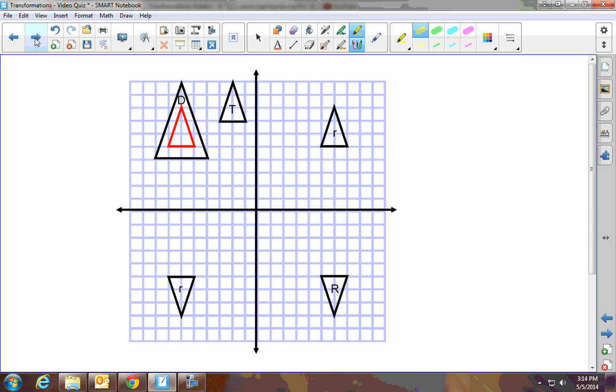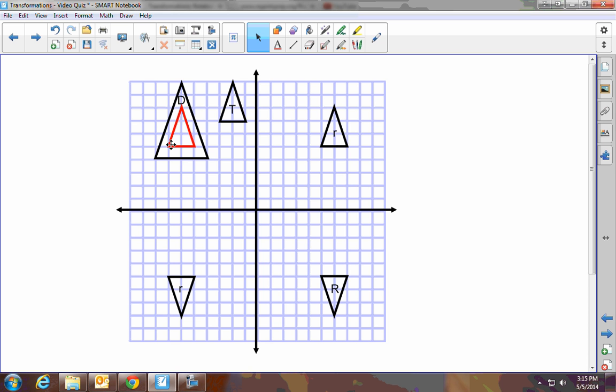So let's start with looking at what each one is. The red is going to be our initial shape. We'll call that our pre-image. So a reflection would be right here and right here, the lowercase r. What we did was reflect this red triangle over the y-axis, and we got this figure. We reflected the red triangle over the x-axis, and we got this figure. So those are reflections.